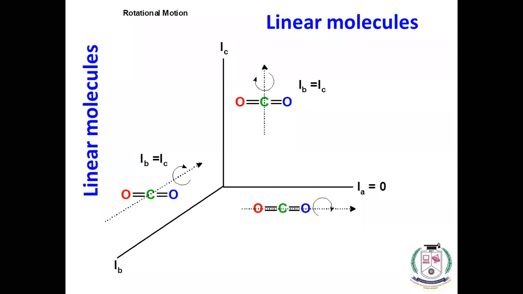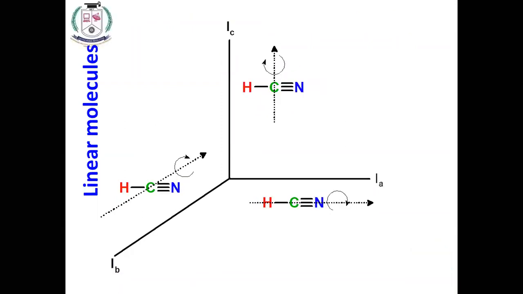You can consider X or Y or Z; we can interchange these. That is not a problem. We should understand this concept. If all atoms are on the axis, what happens? IA is becoming 0. Next, similarly HCN: you see that hydrogen, carbon and nitrogen all are on the axis.